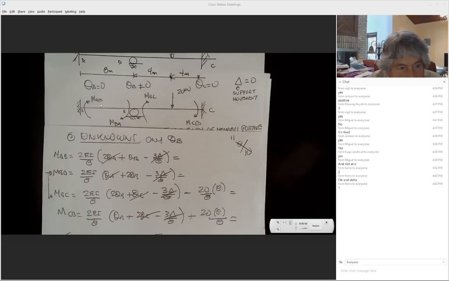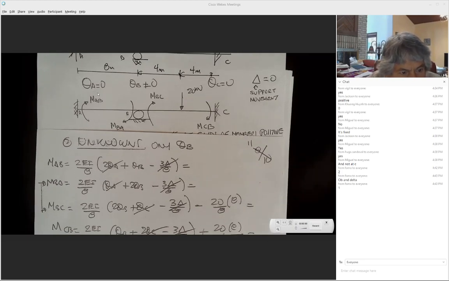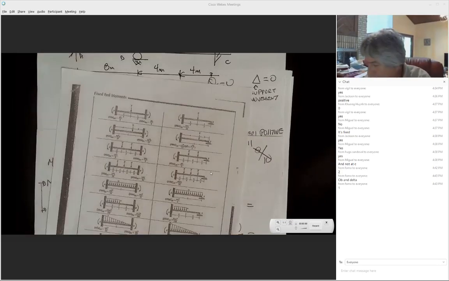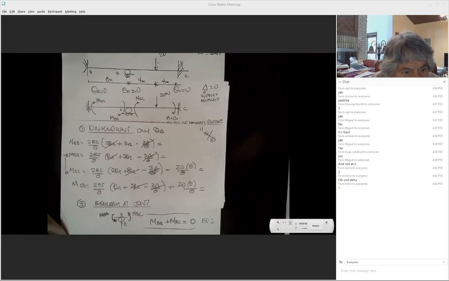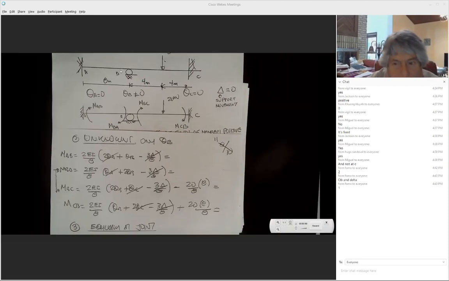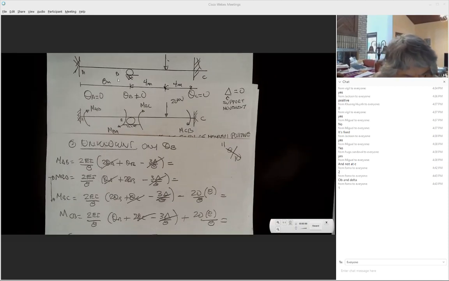Look, MAB, 2EI over L, 2 theta A plus theta B minus 3 delta over L. So this moment here, MAB, 2EI over the span, 2 theta A plus theta B minus 3 delta over L. Why don't I have a fixed moment? Why can I not find in this table a fixed moment for this?